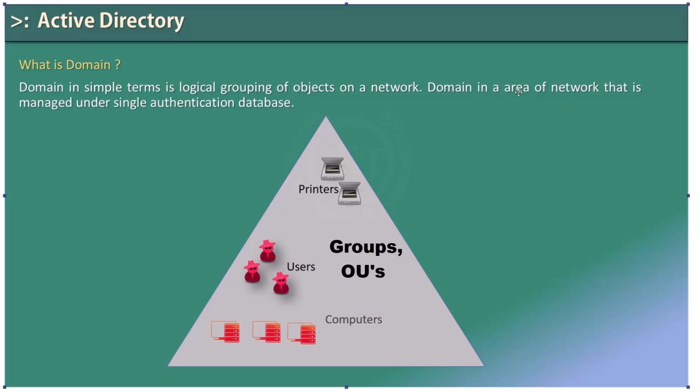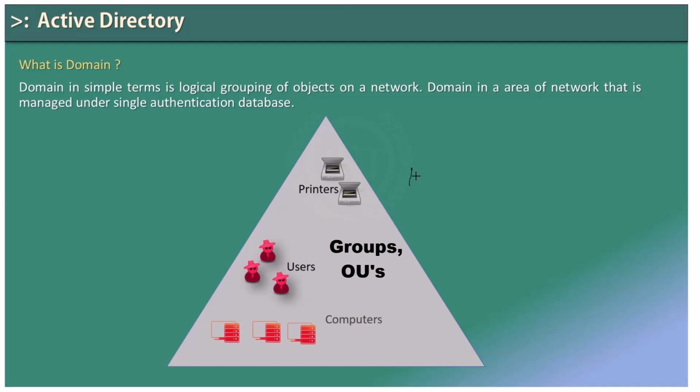As the definition says, a domain in simple terms is a logical grouping of objects, which means you group these objects under one name. Say, for example, this domain name can be INSECTECHS.in, and a domain is an area of a network that is managed under one single authentication database.